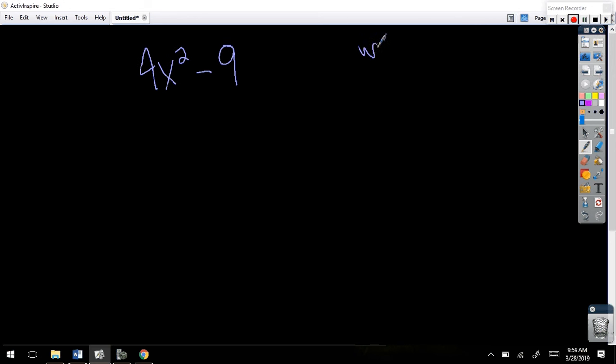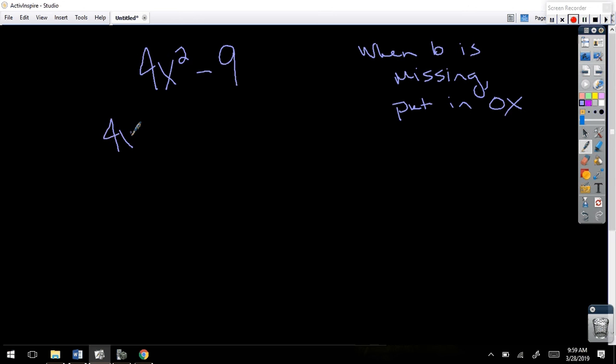So when B is missing, put in 0x. In other words, you've got to have a B to factor it, right? So if it's missing, let's make it 0. If the B is missing, put in 0x. Look: 4x squared plus 0x minus 9. Do we all agree?